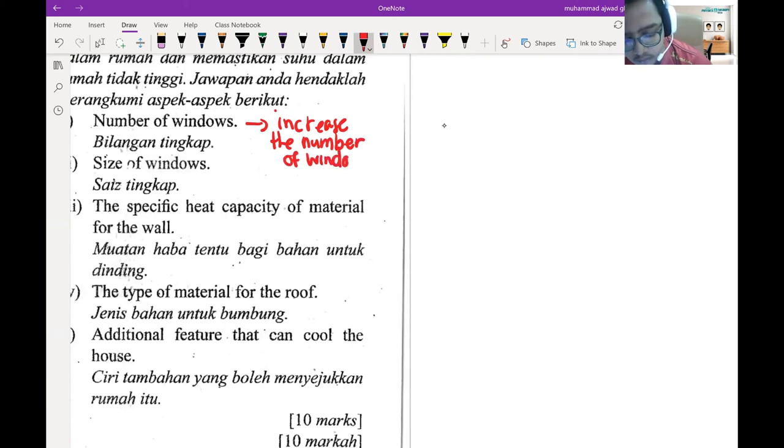Tapi kenapa? Kenapa nak tambah? Ha, kenapa? Okay, size of window bigger. Ingat dia nak dua: satu pengudaraan, satu suhu. Okay, so number of window increase. Okay, increase number of window. Kenapa?